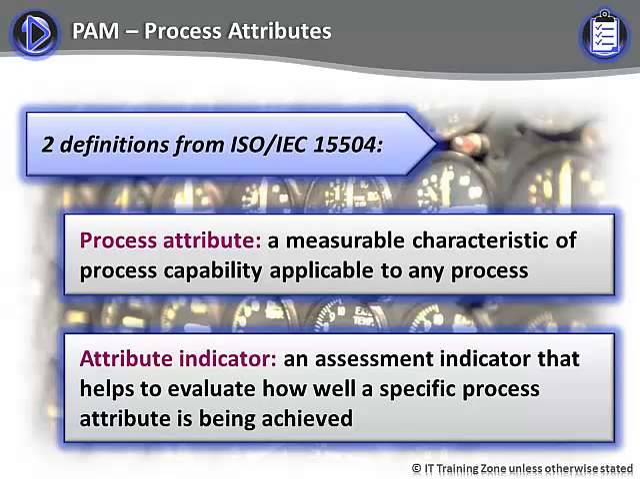Okay, you now know what capability levels are. Next, you need to learn about the criteria used to determine the level. First, a couple of definitions from ISO 15504. Process attribute. A measurable characteristic of process capability applicable to any process. And attribute indicator. An assessment indicator that helps to evaluate how well a specific process attribute is being achieved.